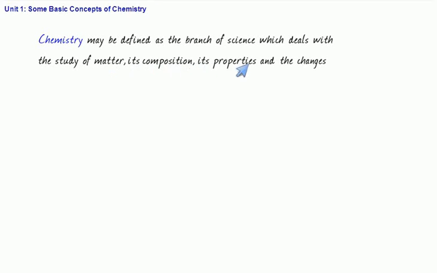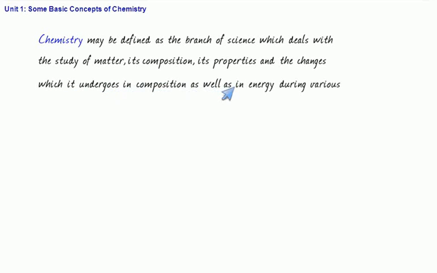Let us first discuss the definition of chemistry. What is chemistry? How will you define chemistry? Chemistry may be defined as the branch of science which deals with the study of matter, its composition, its properties, and the changes which it undergoes in composition as well as in energy during various processes or transformation.